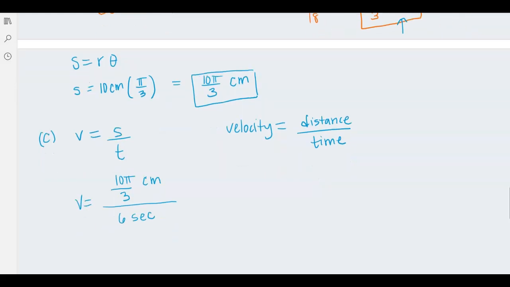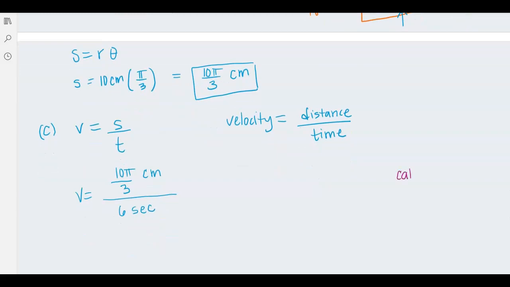So in your calculator, type in 10 over 3 and then divide that by 6. And you should get 5 over 9. Again, when we're doing these calculations, don't include the pi symbol, and we'll just have it hang out there. So we'll put that the velocity is 5 pi over 9 centimeters per second.